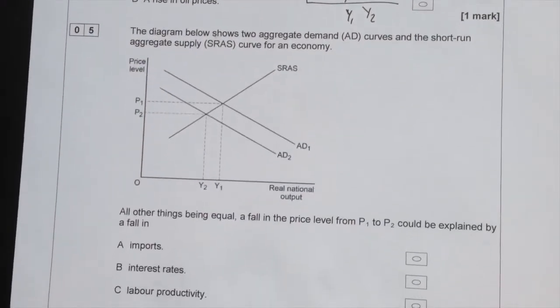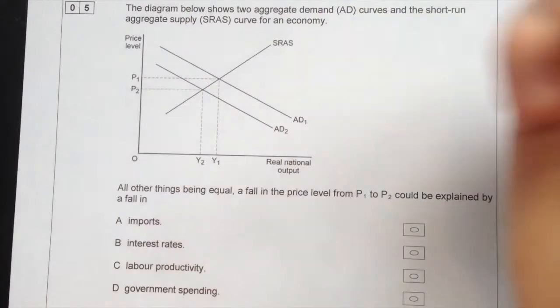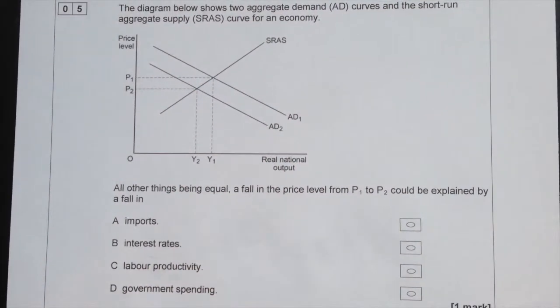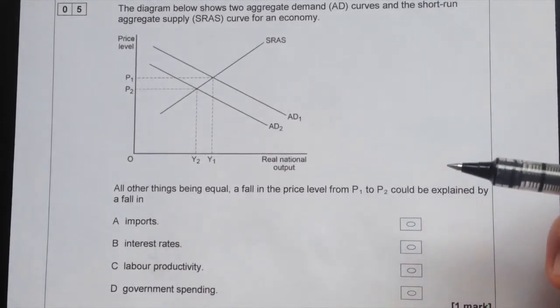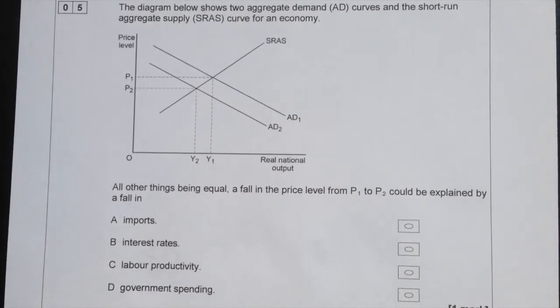So now we'll move on to question 5. So question 5 asks, the diagram below shows two aggregate demand curves and the short run aggregate supply curve for an economy. All other things being equal, a fall in the price level from P1 to P2 could be explained by a fall in A, imports, B, the interest rate, C, labour productivity, D, government spending.